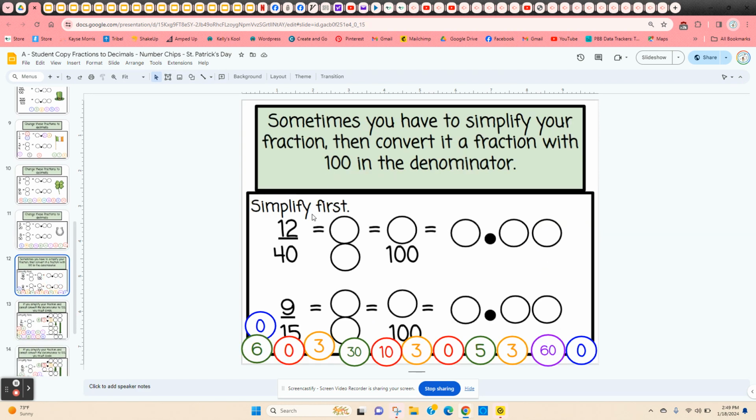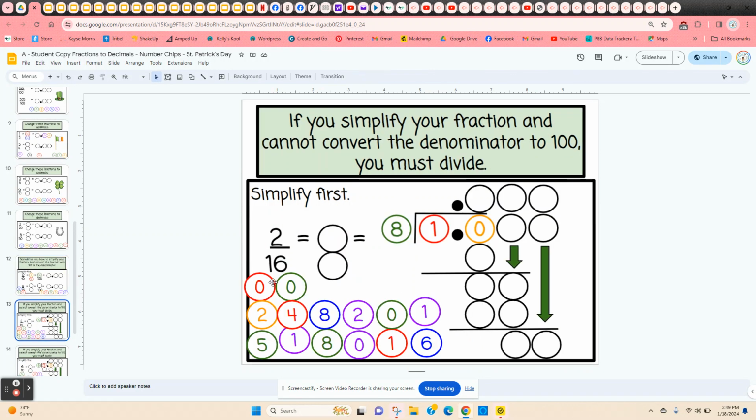Now, sometimes we can't directly convert that denominator to 100. We may need to simplify the fraction first. So if we simplify 12 40ths, we divide numerator and denominator by 4, we're going to get 3 tenths. Then we can multiply numerator and denominator times 10, and we get 30 hundredths, which we can go ahead and convert to a decimal. So simplifying first, and then converting it to an equivalent fraction.